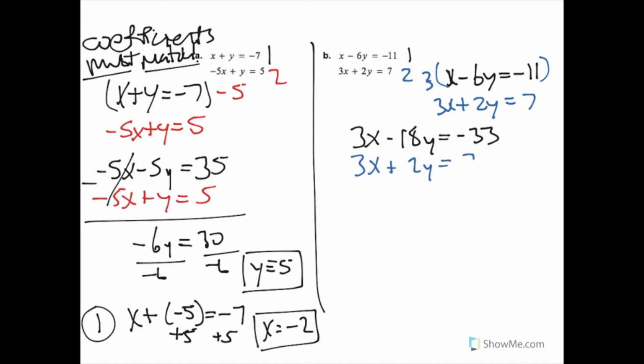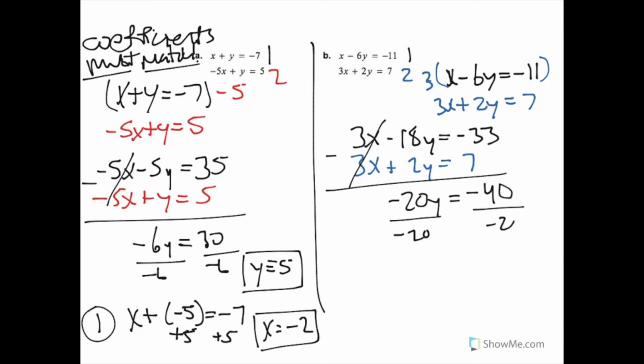Once that's written out, the same strategy of subtracting the second equation away from the first. 3x's go away. -18y minus 2y is -20y. -33 minus 7 is -40. Now I have that equation, -20y is equal to -40. Divide both sides by -20, and I end up with y is just equal to 2.